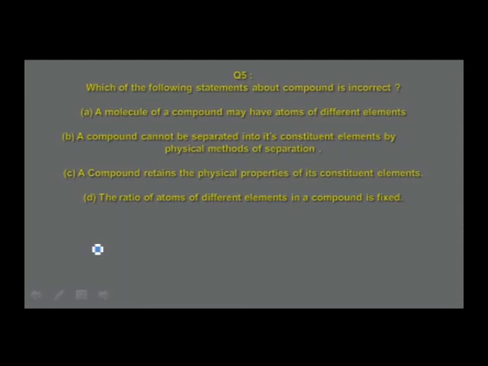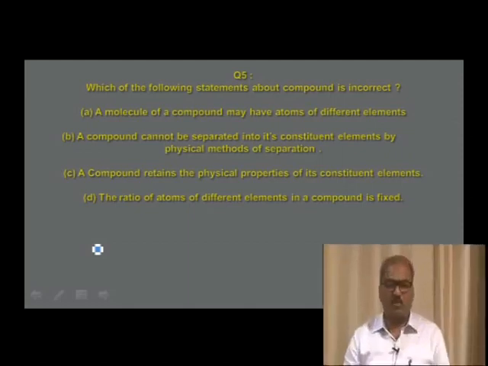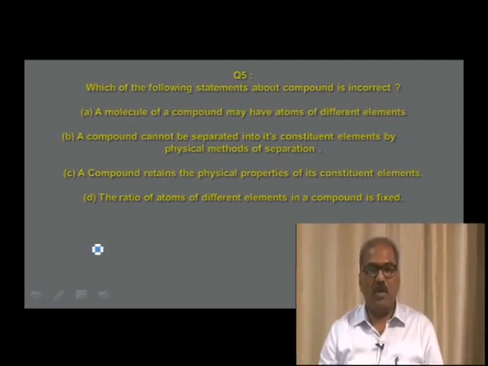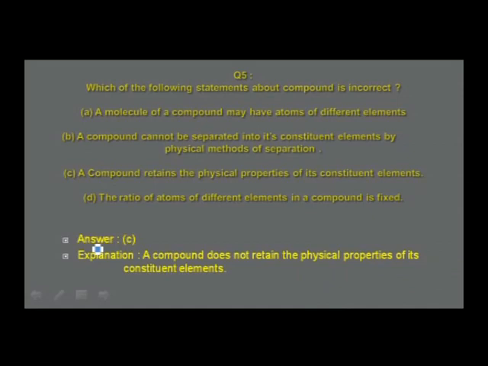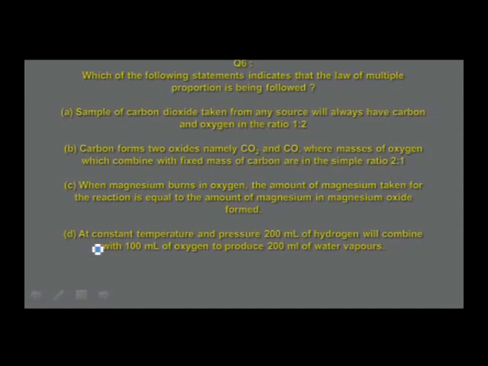Options A, B and D are found to be the properties of the compound, whereas option C, you look at very carefully, a compound retains the physical properties of its constituent elements. It is absolutely wrong. Atoms of elements will lose their properties when a compound is formed. For example, hydrogen is inflammable, oxygen is a good supporter of combustion, whereas water, which is formed by the combination of hydrogen and oxygen, is used to extinguish the fire. Therefore, hydrogen and oxygen have lost their properties during the formation of the compound water. So the answer you may find is in option C, that is, a compound does not retain the physical properties of its constituent elements. In other words, the atoms will lose their properties when a compound is formed.